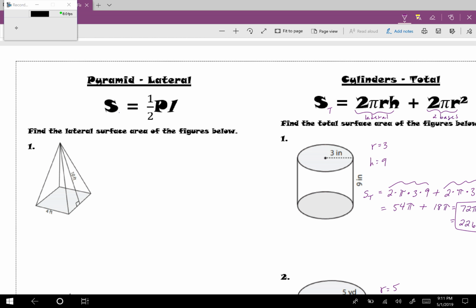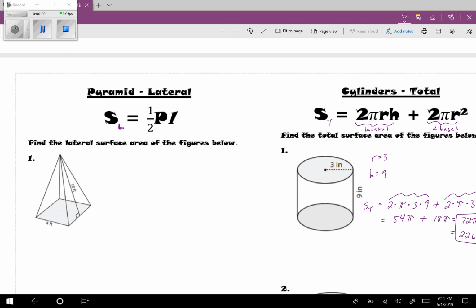So the lateral surface area is 1/2 times P times L. P again is the perimeter of the base. And now L, lowercase l, is something called the slant height. The slant height is the height of the triangles that are on the sides. So the slant height is the height of the triangles on the sides.